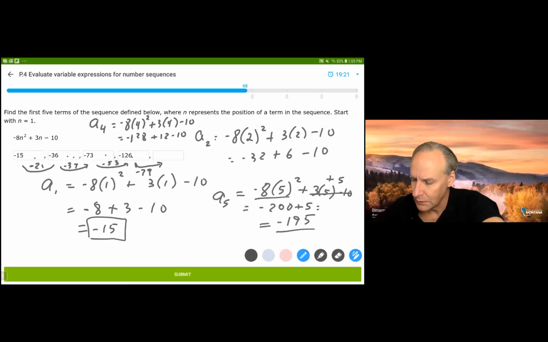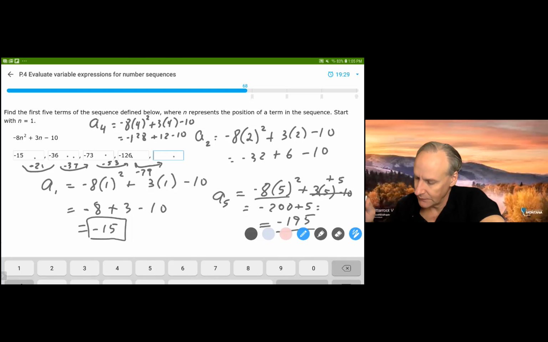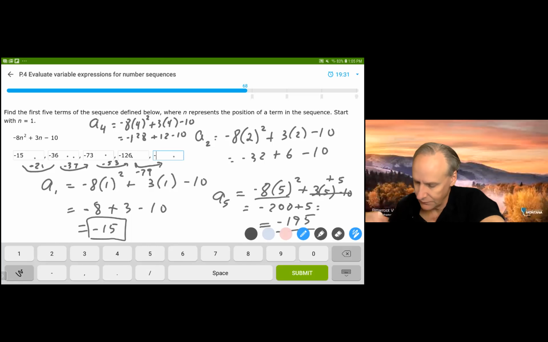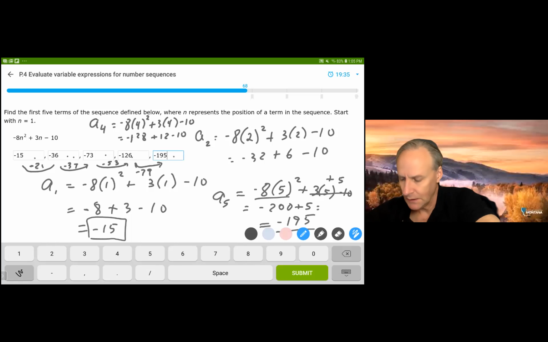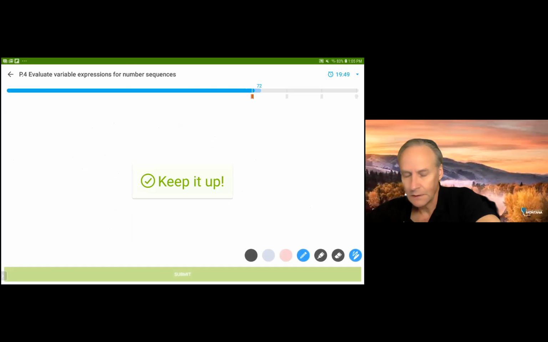Darn. Oh no. It didn't work out the way I expected. So negative 195. I was thinking it was going to be negative 205. Was in the right vicinity. Anyway, I think those are correct. There is a way to test, and you could use a graphing calculator. It would go fairly quickly to make a table for this, but I'm just going to go with mine and see if it's right. Looks good.